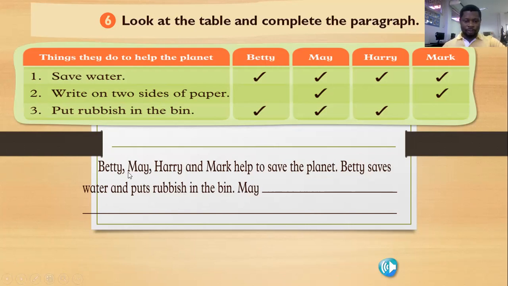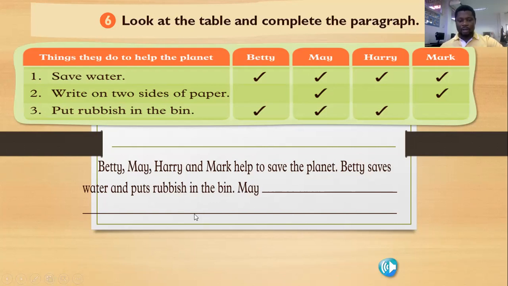Betty. Betty saves water and puts rubbish in the bin. So this is Betty. Save water, put rubbish in the bin. May. May saves water, writes on 2 sides of paper, puts rubbish in the bin. Harry. Harry saves water, puts rubbish in the bin. Mark. Mark saves water, writes on two sides of paper.